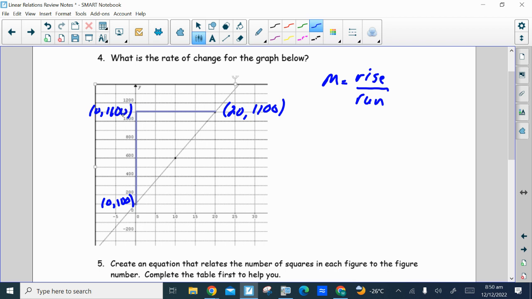And so the rise is the difference between 1100 and 100. Right? It starts at a height of 100 on the y-axis and goes up to a height of 1100. The difference between those two will be the rise, which would be 1000.